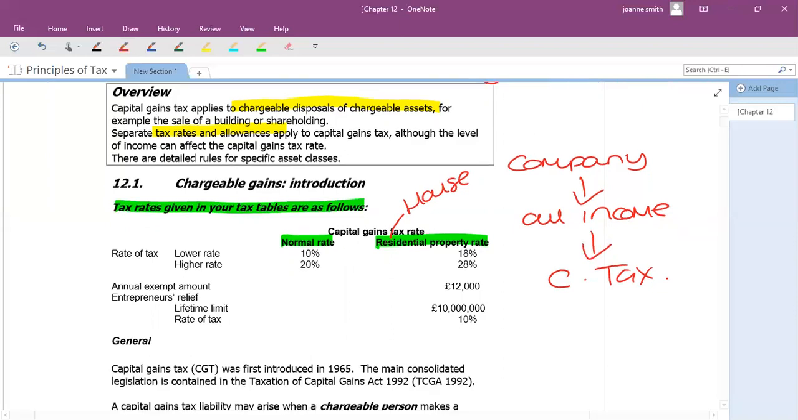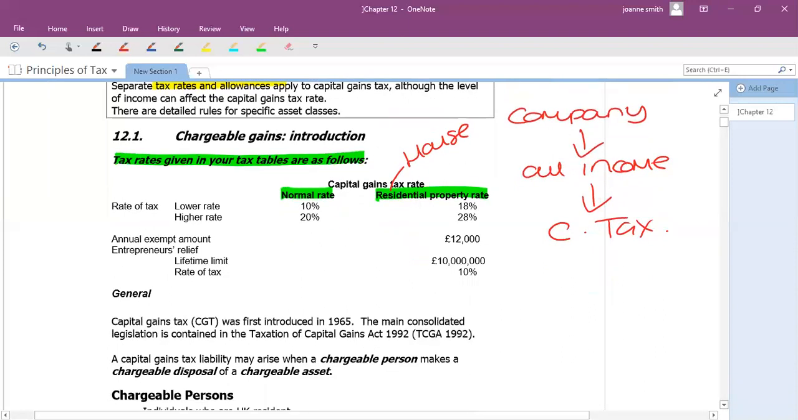Now, the annual exemption that's quoted there of $12,000, this is a bit like your personal allowance. It's the amount of gains that you're allowed to have before you start to pay tax. So all individuals will get this annual exemption of $12,000, and we're going to look at how to use it in the most beneficial manner to reduce our tax liabilities.